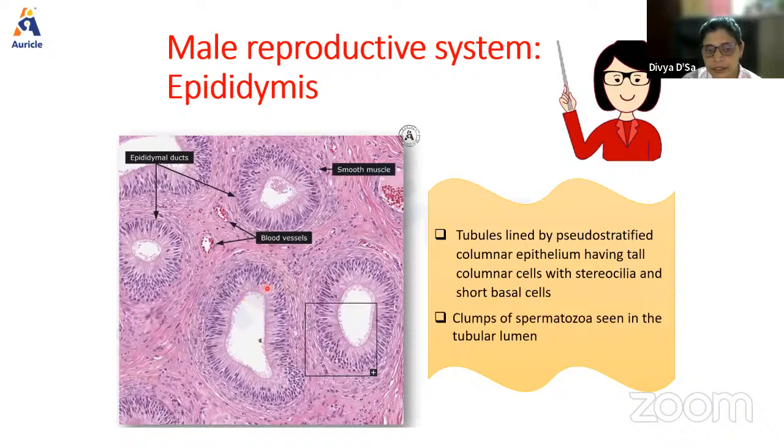In addition to that, this epithelium will have tall columnar cells, which we call principal cells, and basal cells, which are short. Then you will see clumps of spermatozoa within the tubular lumen. Okay, so this is the epididymis. Surrounding that, there is a circular layer of smooth muscle, so basically the contraction of that helps in squeezing the secretions forward.